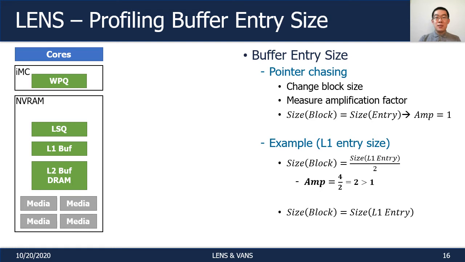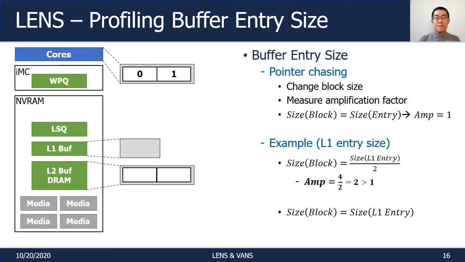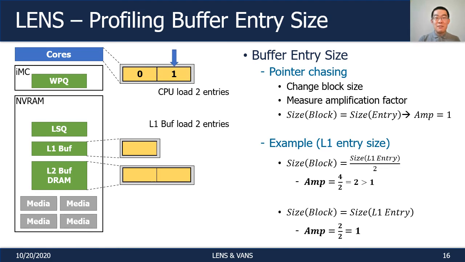But once we use a large block size that is equal to the L1 entry size, the amplification factor drops to 1. Here in this example, we have the same assumption as the last example. The only difference is that the block size is doubled and the memory region is divided into 2 blocks. Now, the CPU accesses the first block, the L1 buffer loads the entry and sequentially sends it to the CPU. Then the second block. In this test, the CPU accesses 2 blocks, and the L1 buffer loads 2 entries. This leads to an amplification factor of 1.